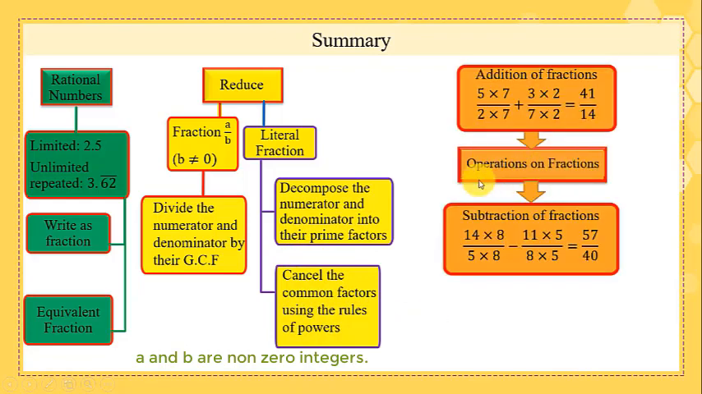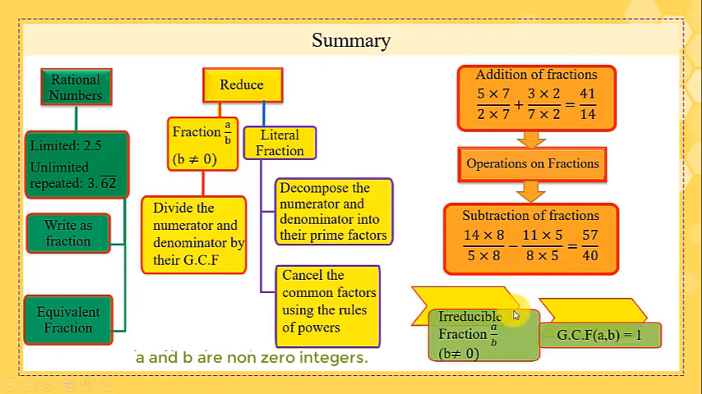Operations on fractions. In addition or subtraction of fractions, we change the denominator of each fraction to an equivalent one having the LCM as denominator. Then we add the numerators only, or we subtract the numerators only. Also, a over b is an irreducible fraction if the GCF of a and b is equal to 1.